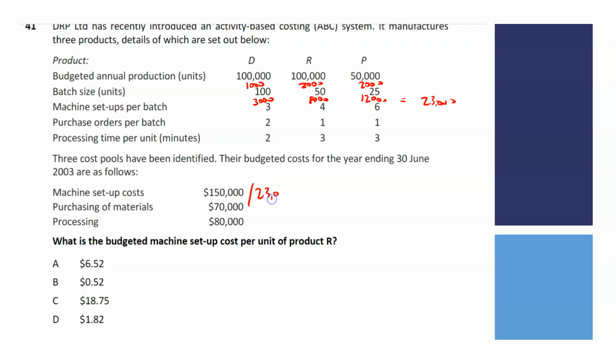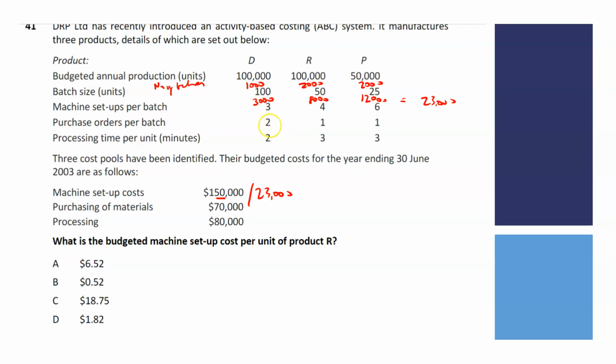So 23,000 setups drove a total cost of 150,000. So please follow that through to make sure you're comfortable with that, because the machine setups are per batch, and that's the number of batches you have. I'll just write here number of batches. So I need to find the total number of batches.